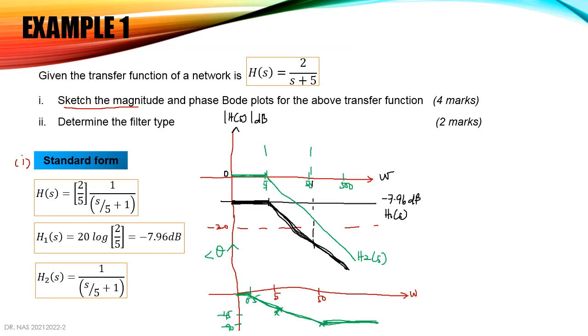All right, so the second question asks you what type of filter is this. Okay, so from the given transfer function or from the filter response, you can estimate that the shape of the filter is something like this. So this is basically a low pass filter.